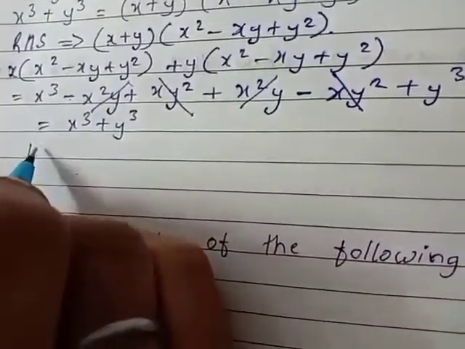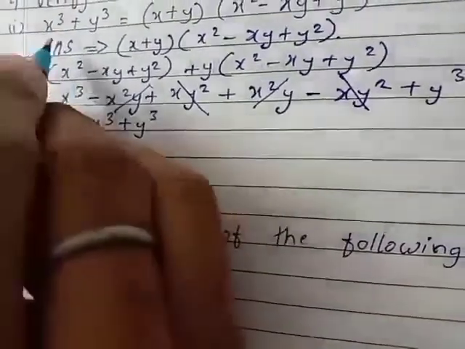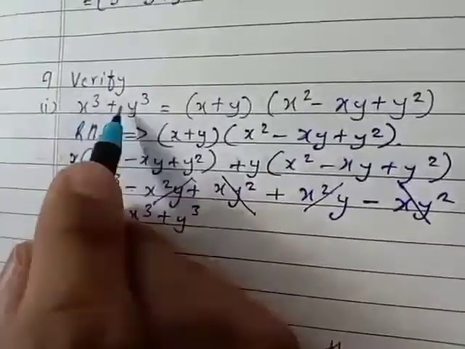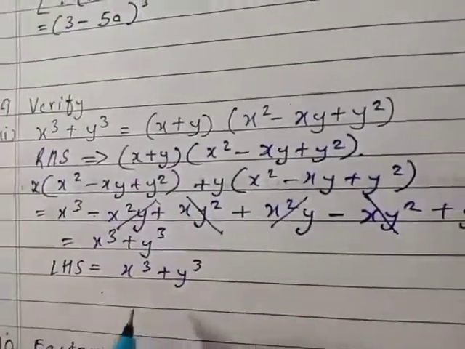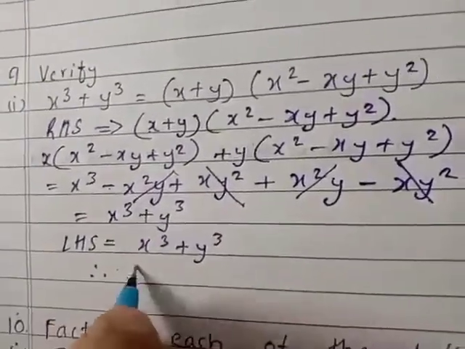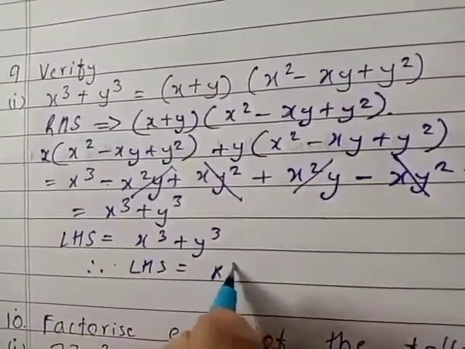Now what is the left hand side here? What is the left hand side? x cube plus y cube. x cube plus y cube. Therefore left hand side equals right hand side.